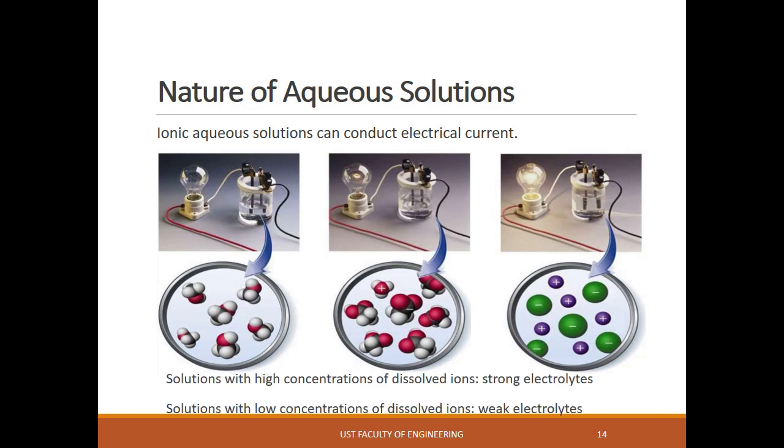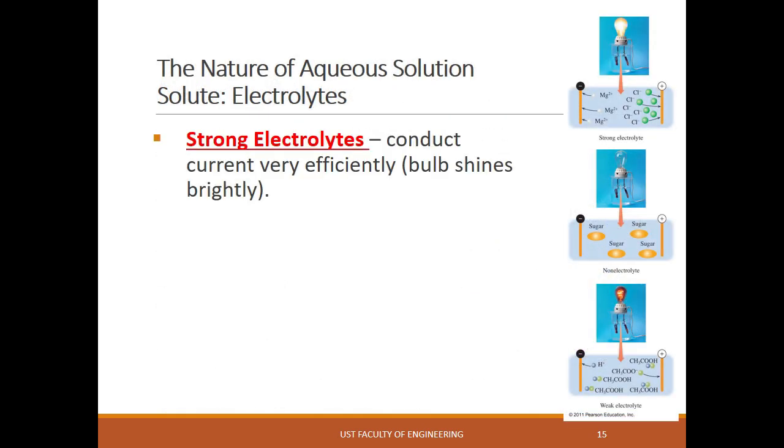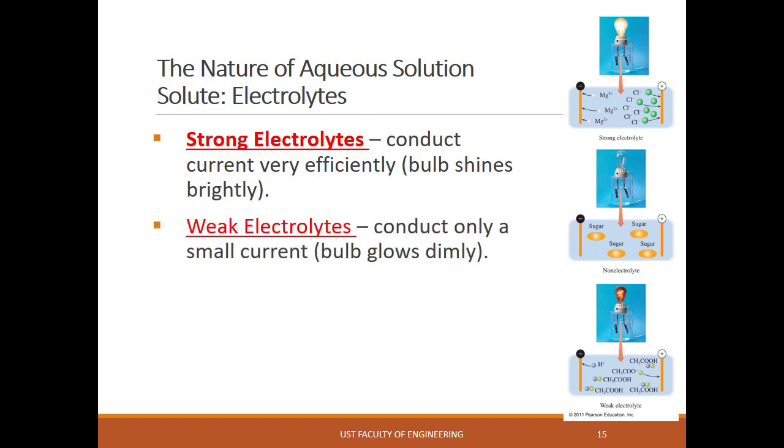Solutions with high concentration of dissolved ions are strong electrolytes, and vice versa, solutions with low concentrations of dissolved ions are weak electrolytes. Strong electrolytes will conduct current and include soluble salts, strong acids, and strong bases. These strong electrolytes will be fully dissociated into ions when in water, while weak electrolytes include weak acids and weak bases.